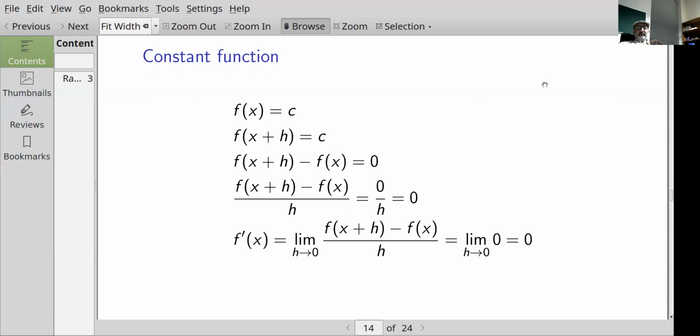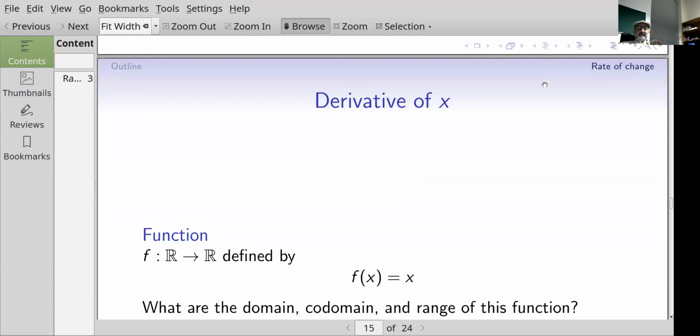Let's see. Well, I need f of x, which is equal to c. I need f of x plus h, which is equal to c. I can calculate the difference, which is 0. Now the difference quotient, f of x plus h minus f of x over h, is equal to 0 over h, which is equal to 0. Then f prime of x equals the limit as h goes to 0 of the difference quotient, which is equal to the limit as h goes to 0 of 0, which equals 0. So the rate of change of a constant function is 0 at every point.